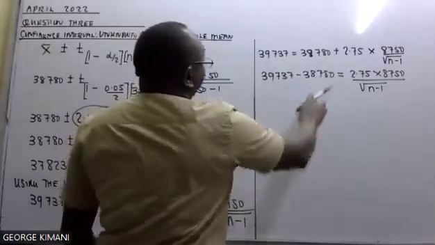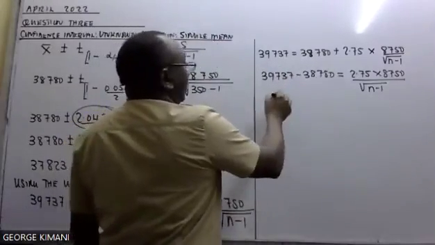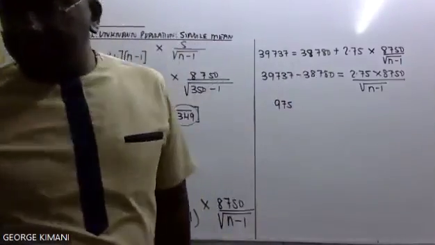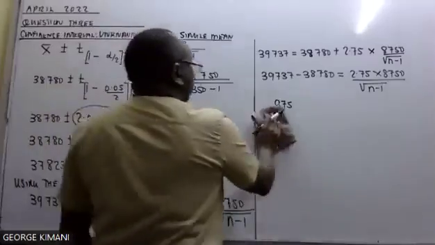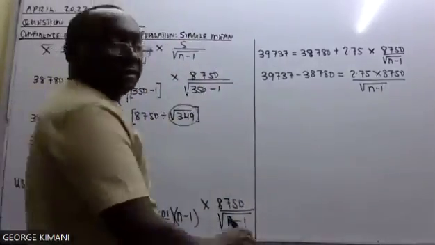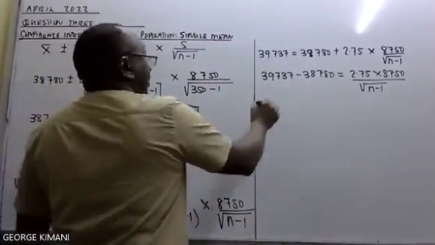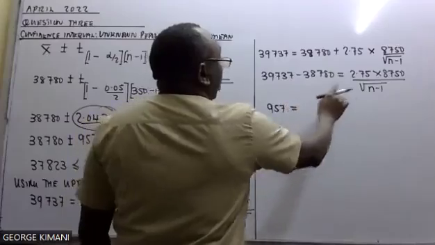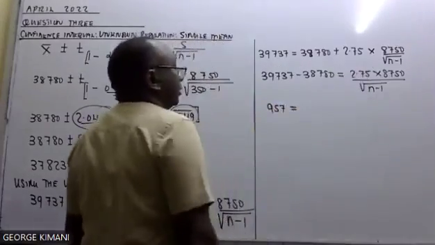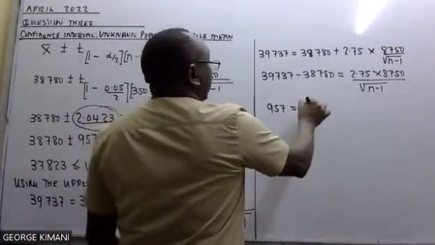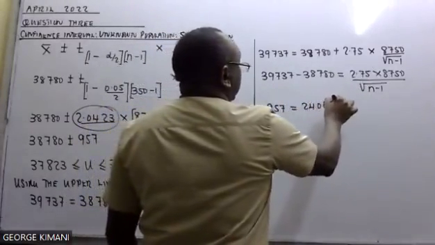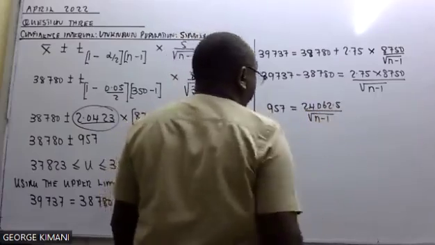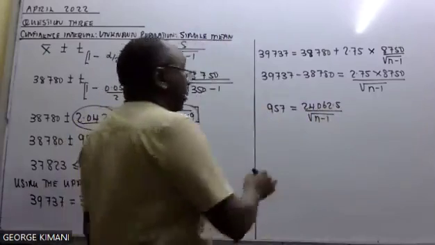Now, give me this difference. 957. Even if you want me to write it, transpose. 957. Yes, Mercy, I can see your answer. Good. You have said 957. Multiply this 24,062.5. You divide by the root of n minus 1. So you multiply everywhere by the root of n minus 1.